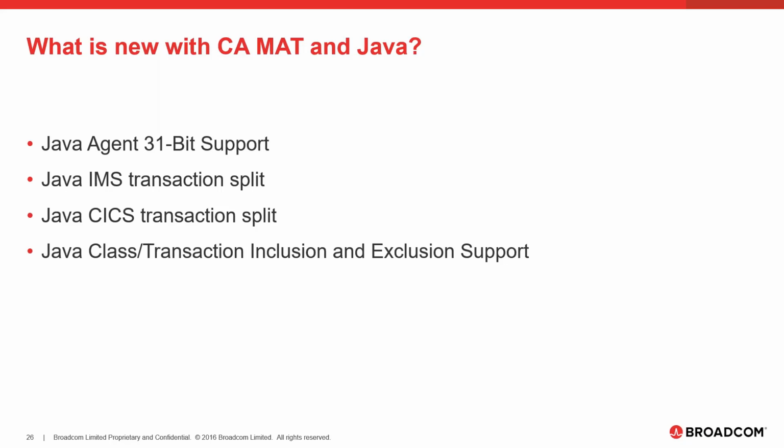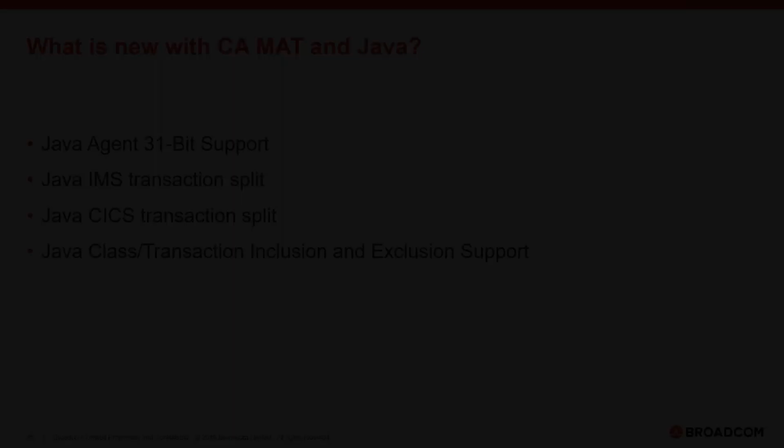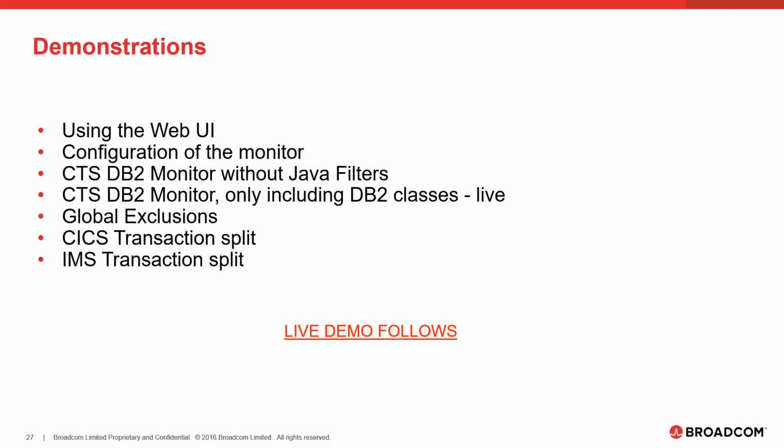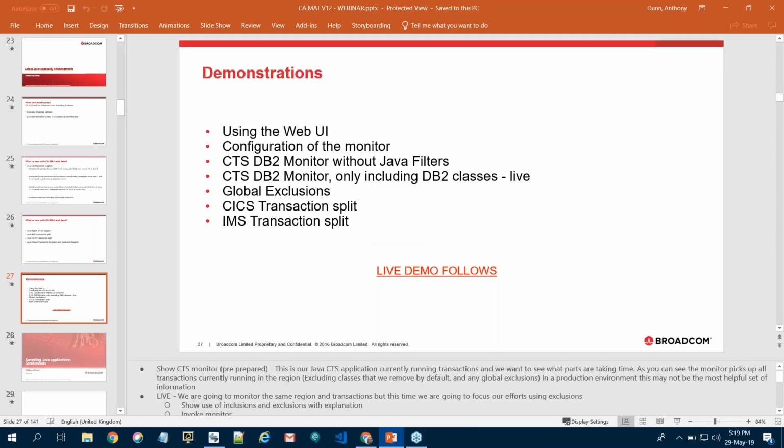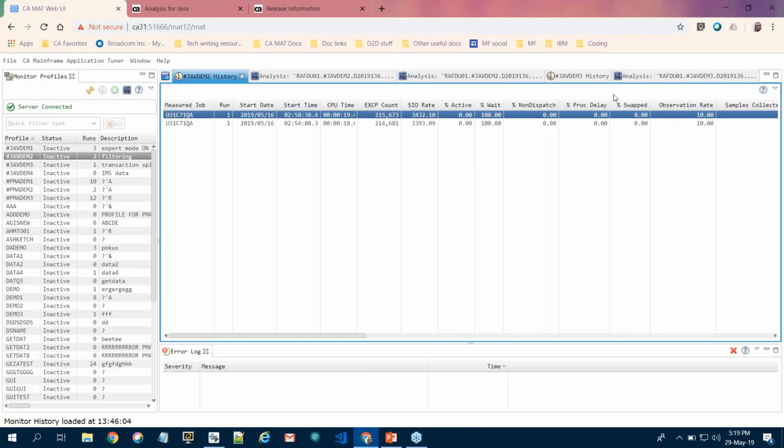We've added the IMS transaction split, CICS transaction split, and inclusion and exclusion support. So we're just going to do a little live demonstration of some things. I need to now exit this window and switch to, there we go, the GUI. So this is the MAT web GUI running on Tomcat. We now support Tomcat 9. I think it's 8.5 and upwards needed to run this.